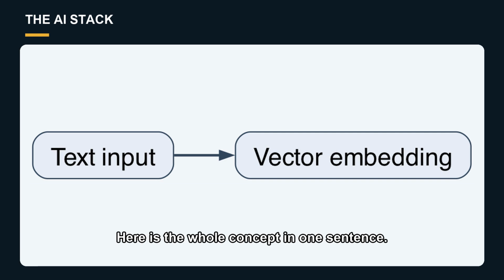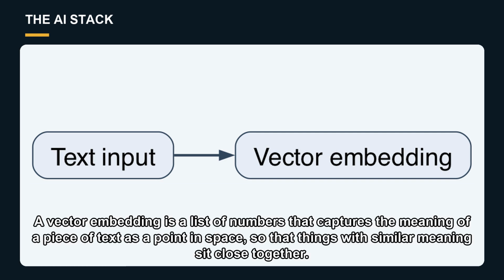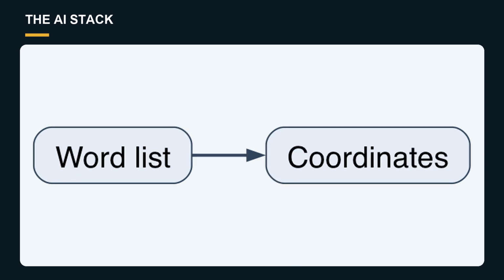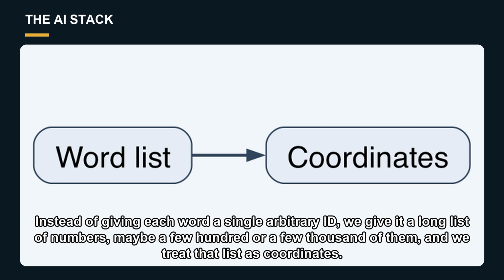Here is the whole concept in one sentence. A vector embedding is a list of numbers that captures the meaning of a piece of text as a point in space, so that things with similar meaning sit close together. That is the trick. Instead of giving each word a single arbitrary ID, we give it a long list of numbers, maybe a few hundred or a few thousand of them, and we treat that list as coordinates.